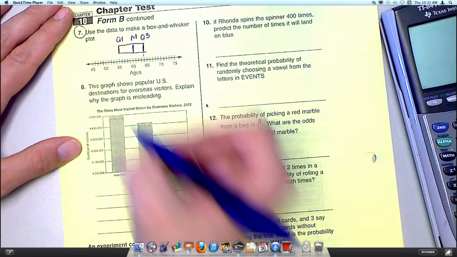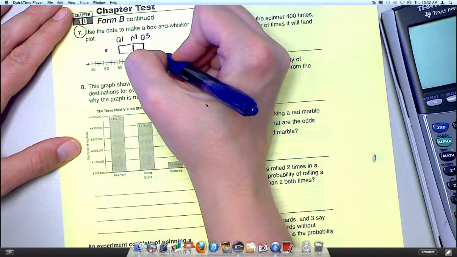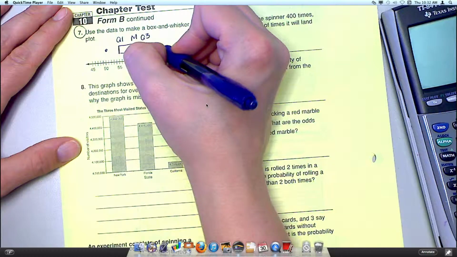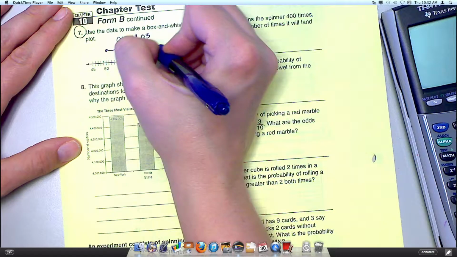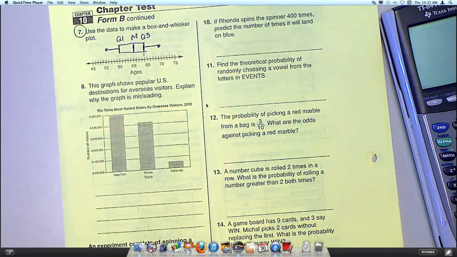I believe the lowest was at 50, is that right? Yeah, the highest is 50. Thank you. Okay, there are my whiskers. I think that was everything we had to do for this one, right? Yeah, nothing else circled. Awesome.